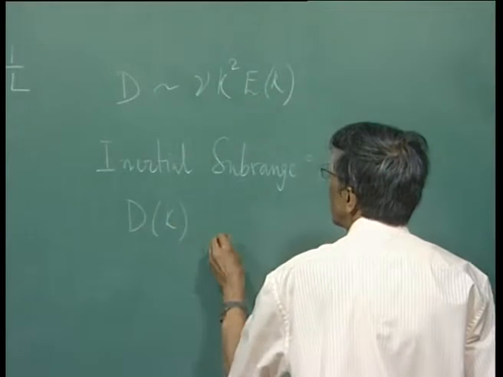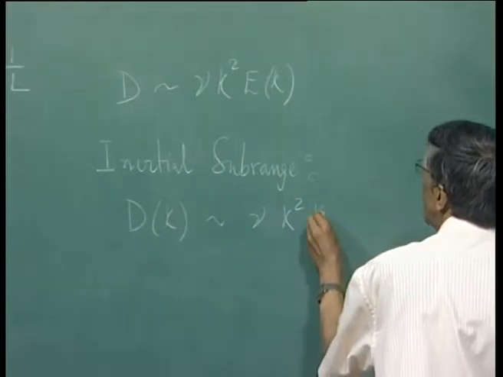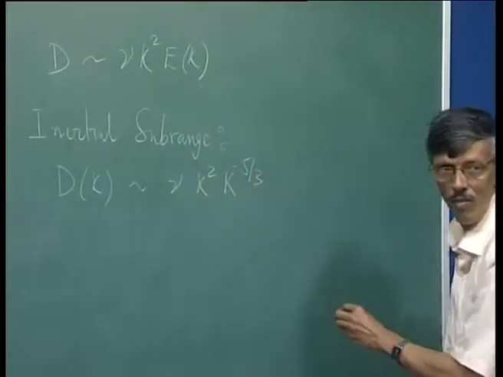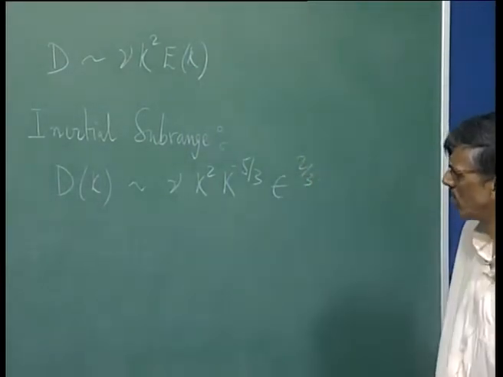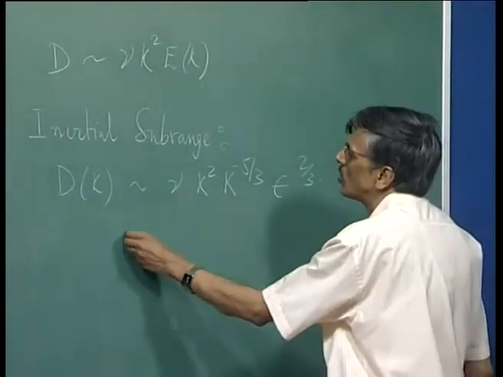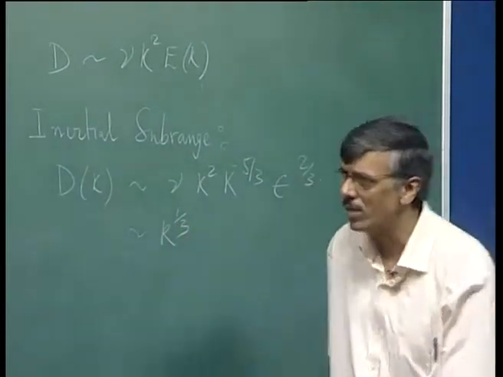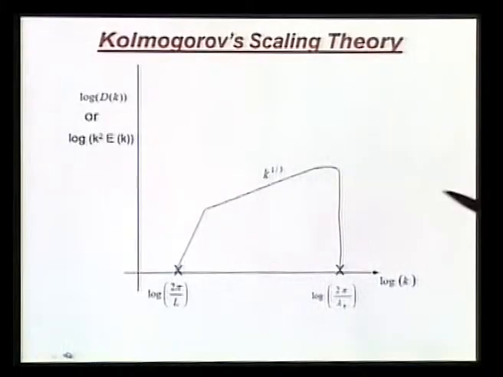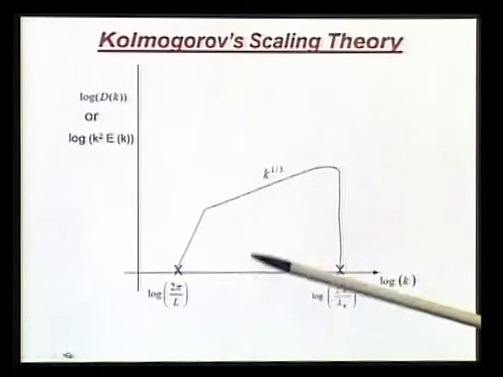Decay goes as nu k square and E of k is k to the power minus 5/3, and of course that epsilon term is there. So that is not the issue, but you can see the dissipation then goes as k to the power plus 1/3, is it not? So that is what you are seeing here. In the inertial sub range it goes as k to the power 1/3, and at the low k range, we have already seen, we have said that that is the place where viscosity is not important.